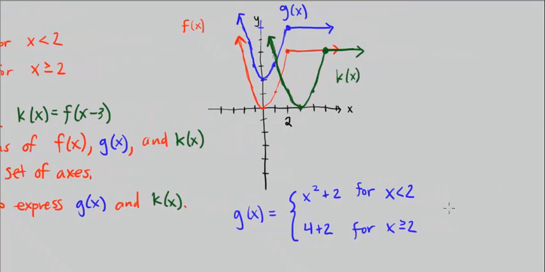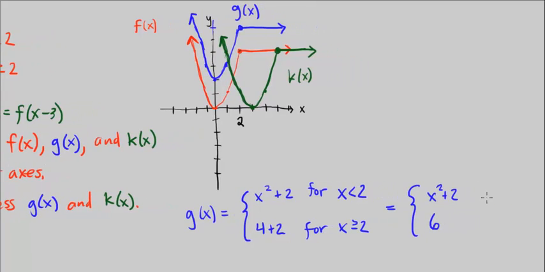Okay, and let's write that a little bit neater. So that's x squared plus 2, and 4 plus 2 is 6. When I say neater, I meant let's just go ahead and simplify. For x is less than 2, and for x is greater than or equal to 2. So this is g of x.